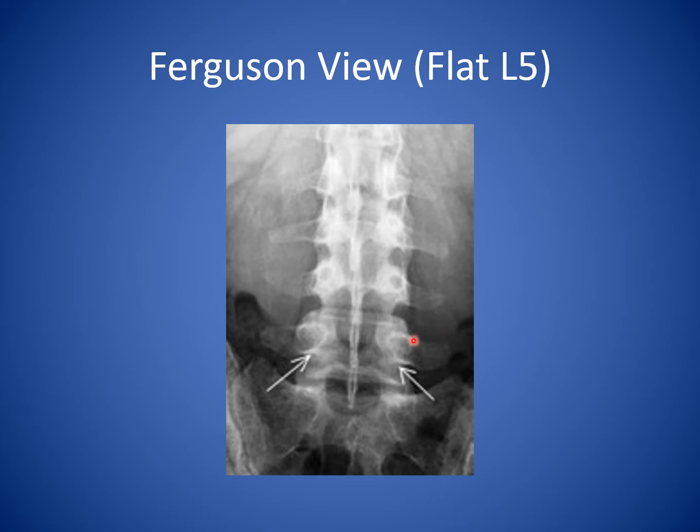There is a view called the Ferguson view, in which the X-ray tech will tilt the tube to make L5-S1 flat to the lumbar spine. So you could look at the pars directly on, where you couldn't see that normally in a typical AP.